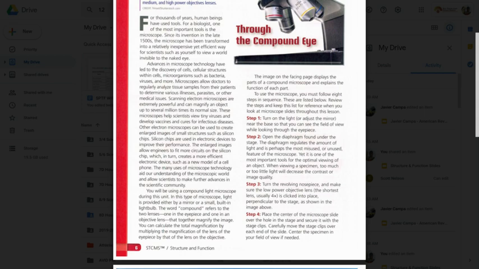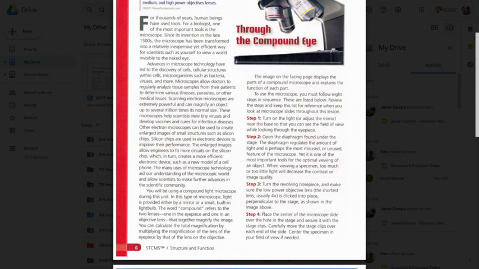The enlarged images allow engineers to fit more circuits on the silicon chip, which, in turn, creates a more efficient electronic device, such as a new cell phone. The many uses of microscope technology aid our understanding of the microscopic world and allow scientists to make further advances in the scientific community. You will be using a compound light microscope during this unit.